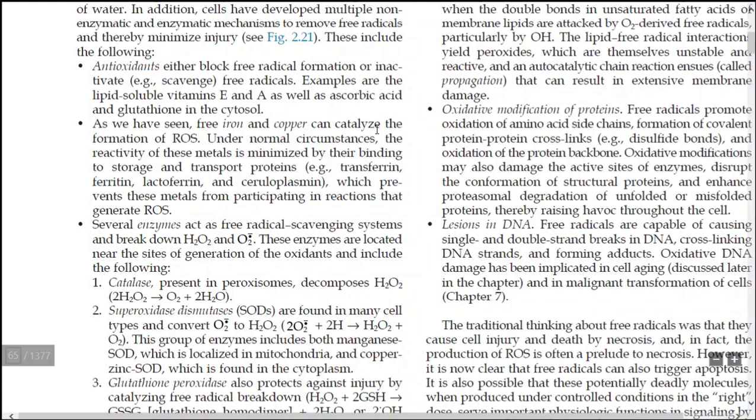Iron and copper can catalyze the formation of reactive oxygen species. Usually the reactivity of iron and copper is reduced by binding to storage and transport proteins. So their reactivity can be reduced when these metal ions are bound to specific proteins such as transferrin, ferritin, lactoferrin and ceruloplasmin. These will prevent the metals from participating in reactions that generate ROS.